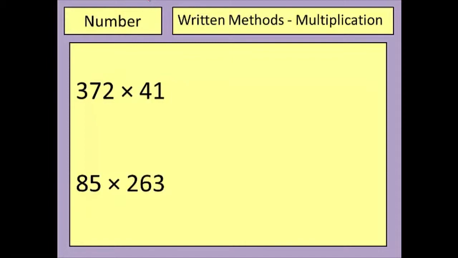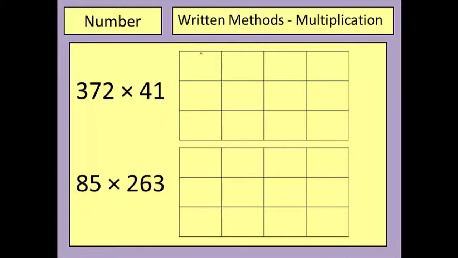Okay, solutions to these questions then. So first I'm going to need a couple of grids to help me out on this one. These are going to be multiplication grids, and I make sure I put that in so I don't make any silly mistakes like adding or whatever. So 300 and 70 and 2, and 40 and 1.